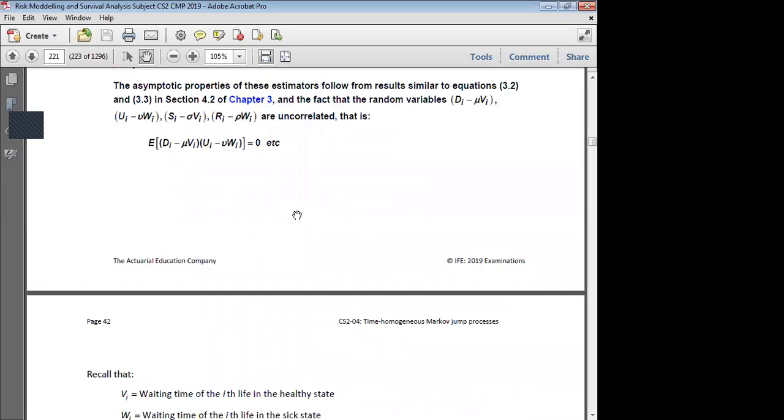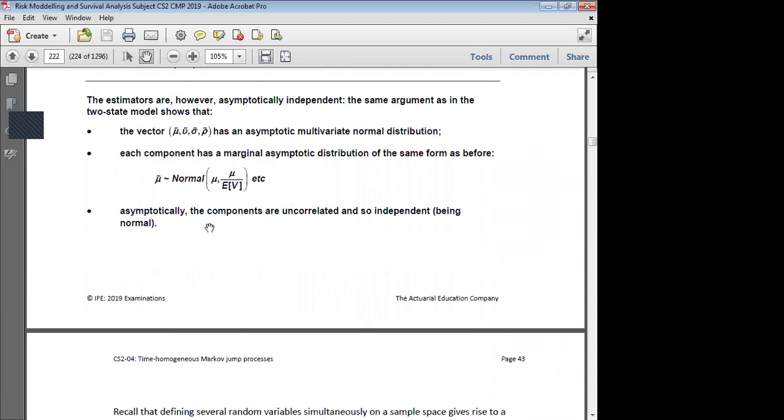But if you remember, we figured out the distribution of mu, the estimator of mu, in the previous chapter. So I'm not going to do all of those derivations again. Here they are assuming that these are asymptotically independent, the same argument that we made in the previous chapter. There we derived that the expectation of mu tilde is just mu, and the variance of mu tilde is mu upon the total waiting time expected in the particular state it refers to. So if mu is from healthy to dead, this expectation of V will be for the healthy state. So I guess this is clear.